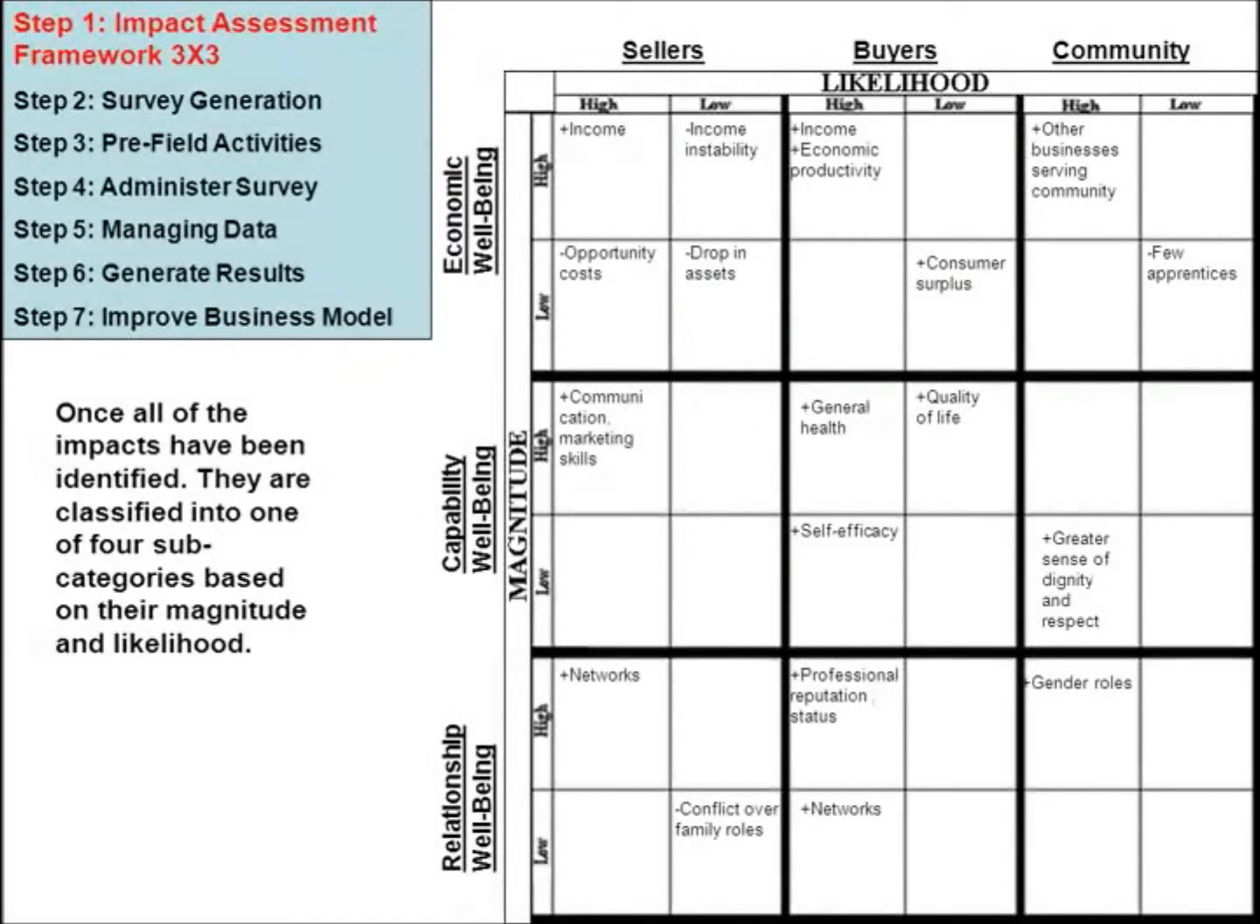The impacts are classified into 4 subcategories based on magnitude and likelihood. As a reminder, this is a high-level overview of the strategic analysis portion of the BOP Impact Assessment Framework. For a more detailed discussion of the strategic analysis behind the framework, see our other video.